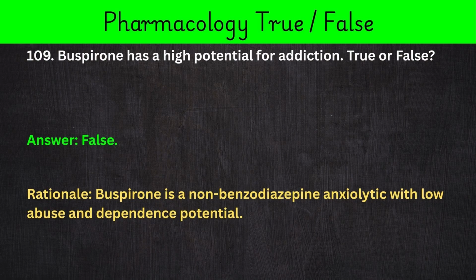109. Buspirone has a high potential for addiction. True or false? Answer: false. Rationale: buspirone is a non-benzodiazepine anxiolytic with low abuse and dependence potential.